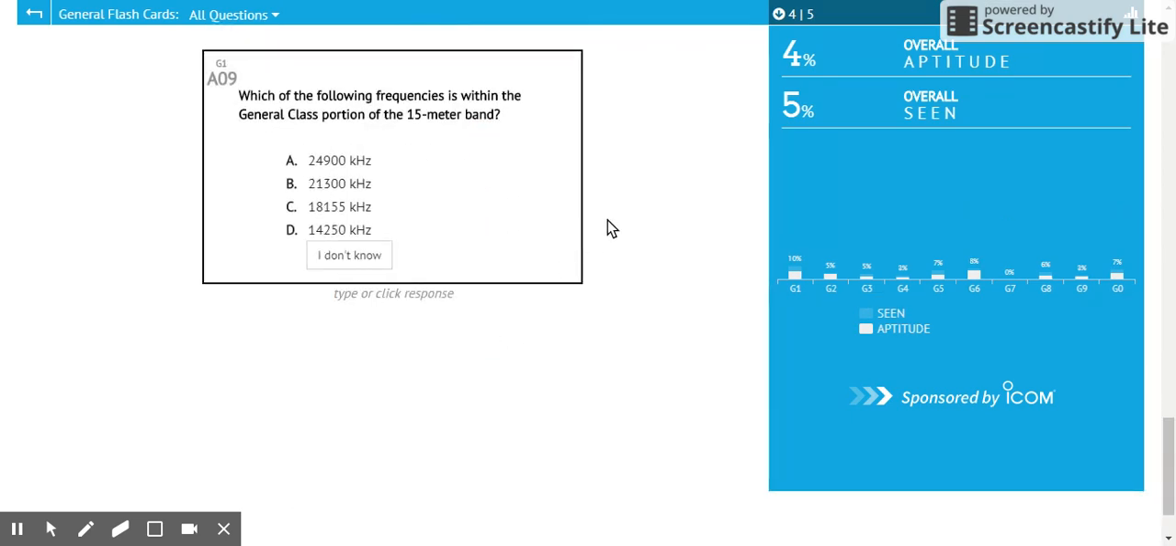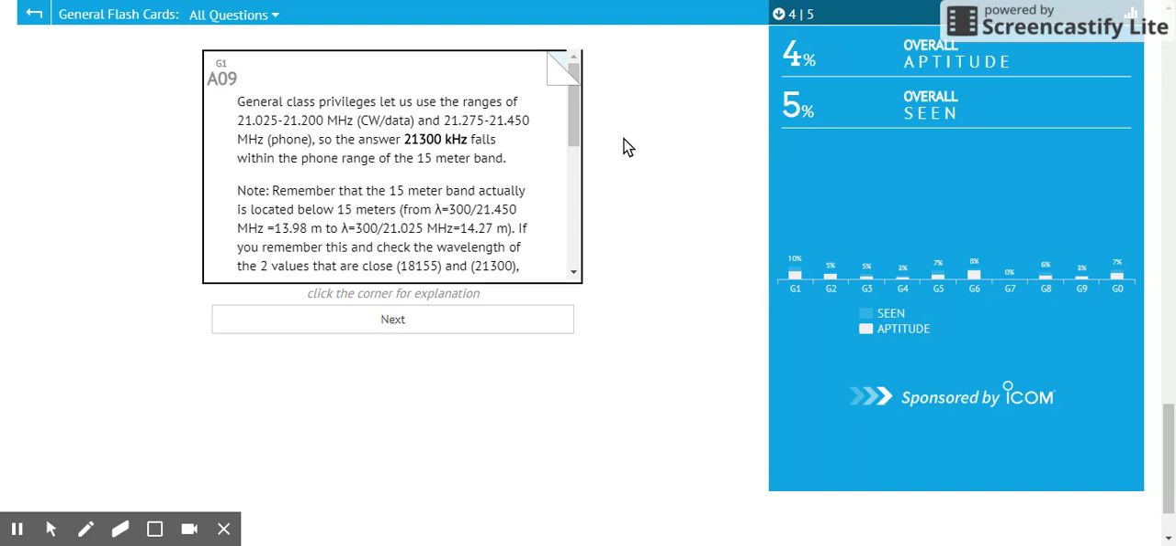G1A09, which of the following frequencies is within the general class portion of the 15-meter band? Oh, gracious. It's 24.9. No, it's not. It's 21.3. 21300 kilohertz. General class privileges let us use the ranges of 21.025 to 21.200 megahertz CW and data and 21.275 to 21.450 megahertz phone, so the answer 21300 kilohertz falls within the phone range of the 15-meter band.